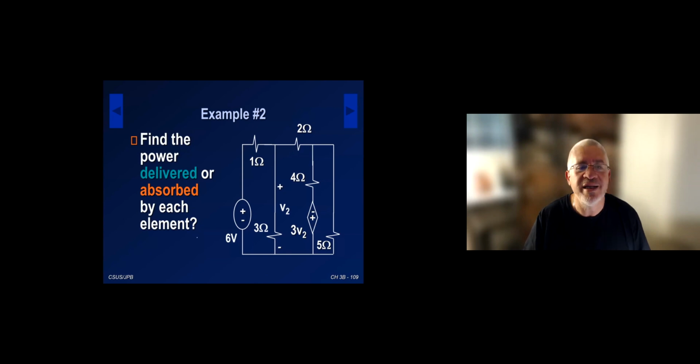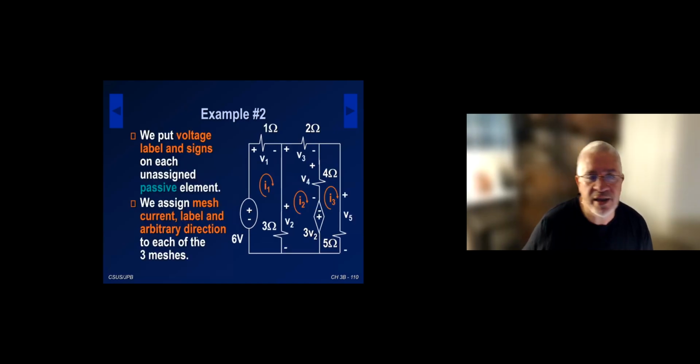This question is asking us to find the power either delivered or absorbed by each element: the resistors and the two sources, the independent source is 6 volt and the dependent source is 3V2. We're going to set up the mesh. This is going to be a solid example. This is the kind of problem that eventually in an exam you ought to be able to do, that kind of complexity. Okay. So let's start here.